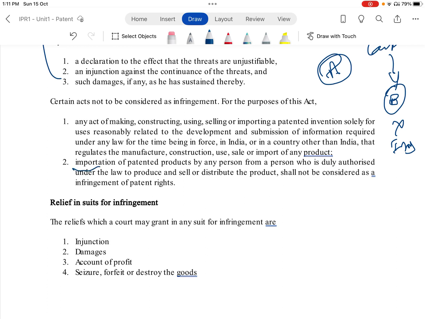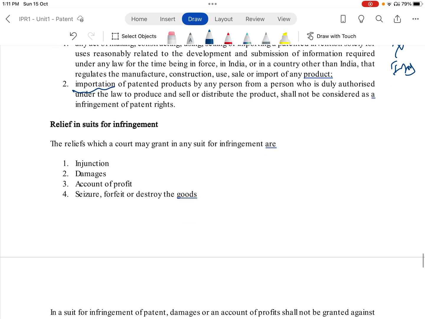Or some cases where a party can import this material as per the law's guidance, and then also it will not be treated as infringement. Okay, what are the reliefs we get? Like a patentee will get it in case of infringement.